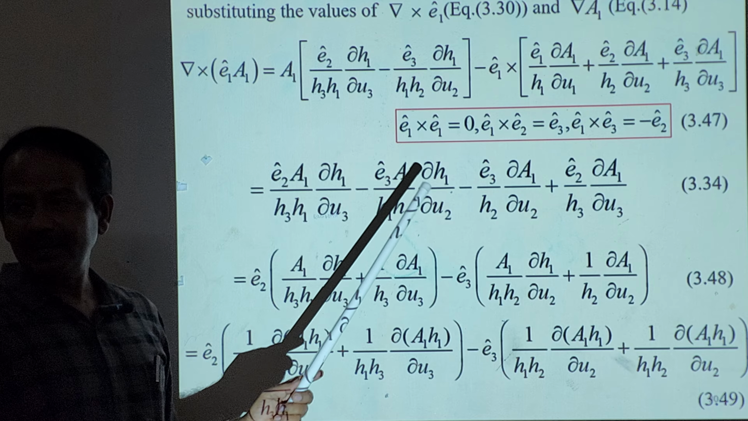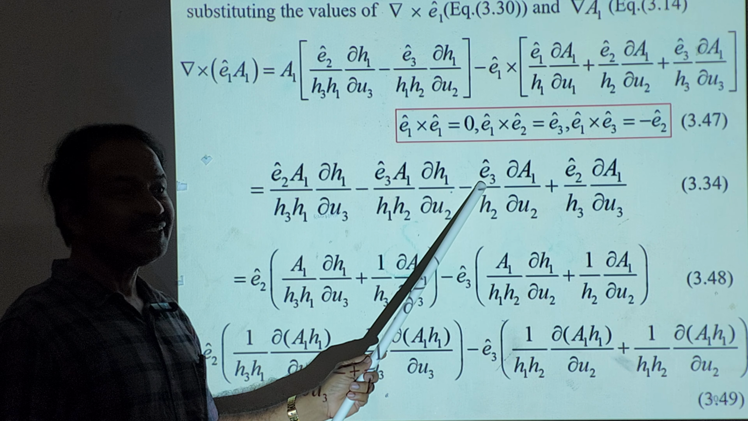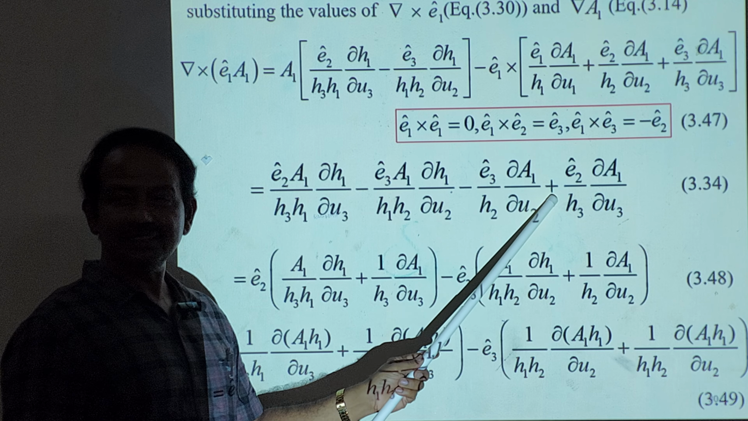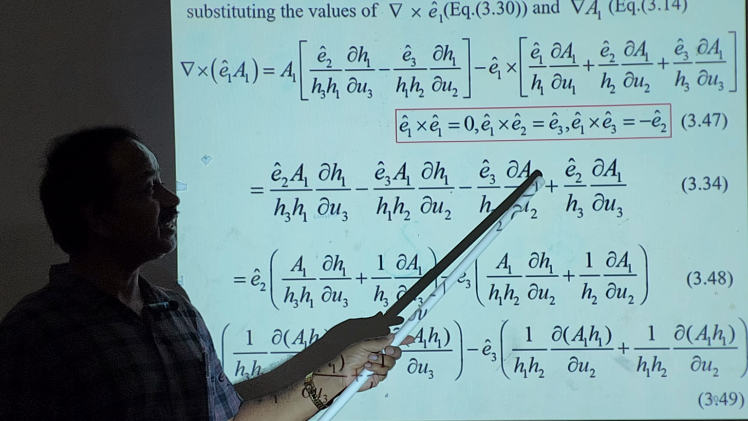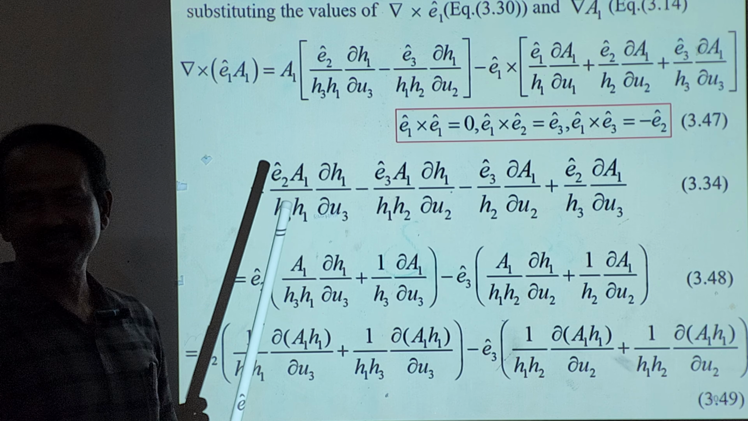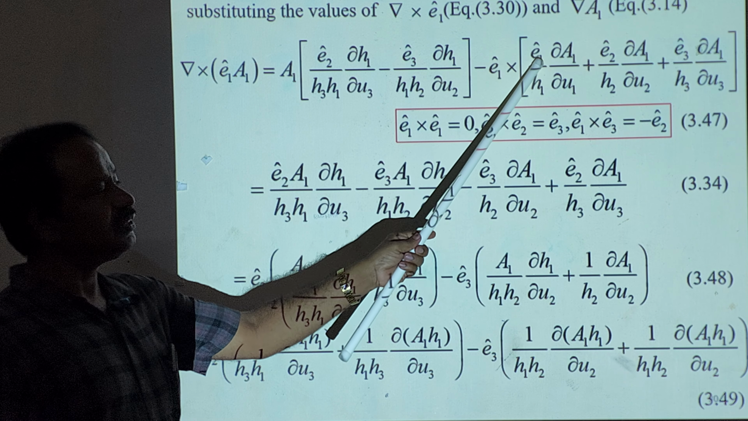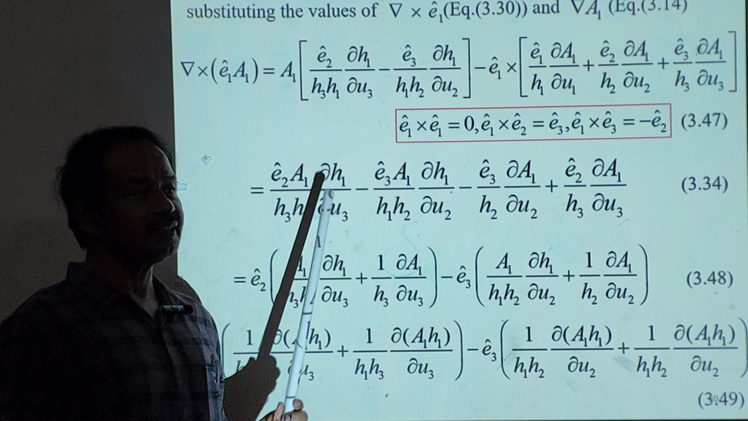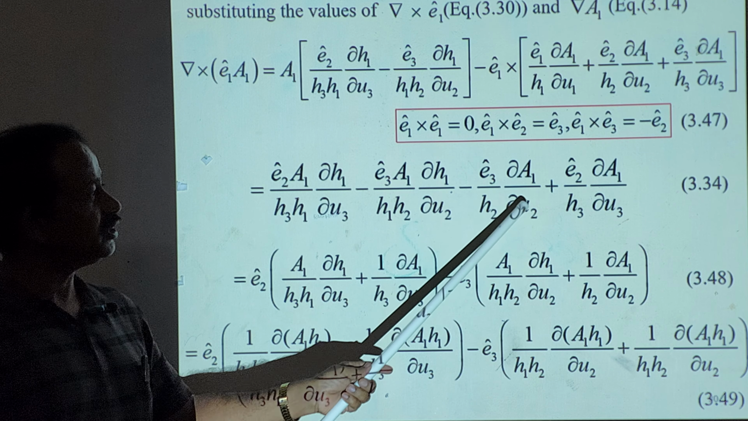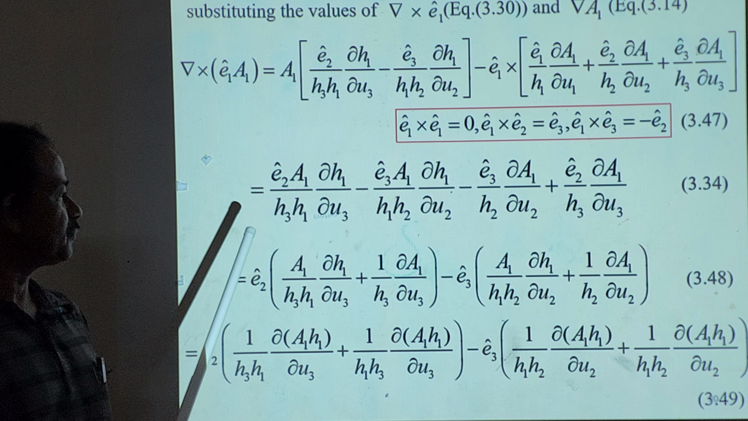E1 cross E1, the answer is 0. E1 cross E2, the answer is E3. E1 cross E3, the answer is minus E2. See, that's why it is written as plus. Is it okay? E1 cross E1 is 0, E1 cross E2 equals E3, E1 cross E3 is minus E2. So that's why minus is there. Already minus is there, so that's why it's written as plus.